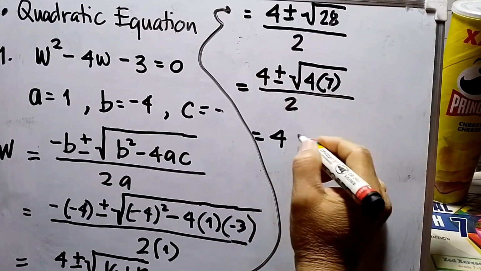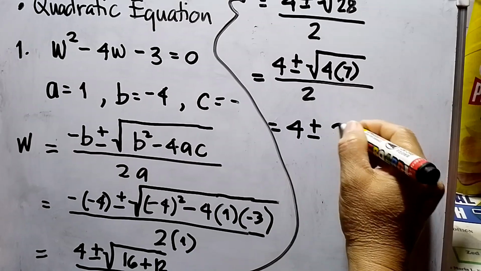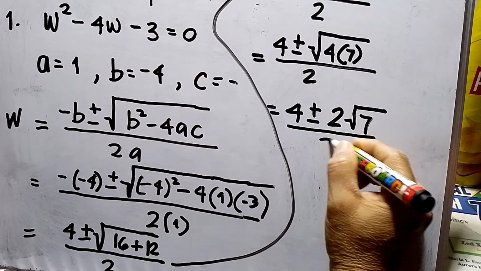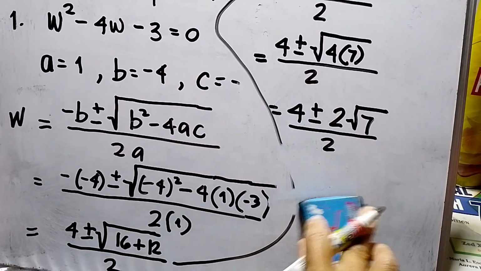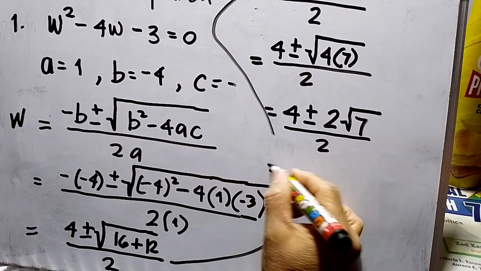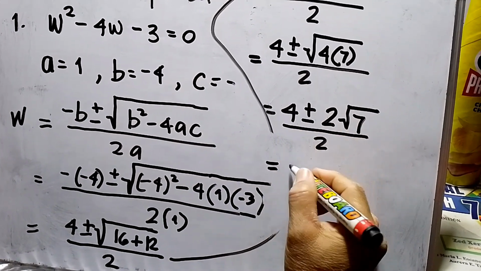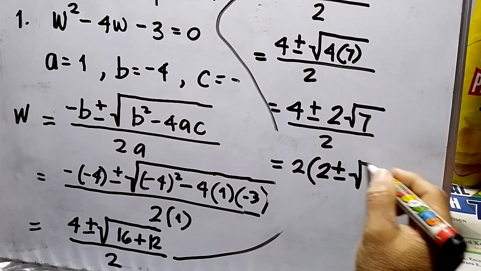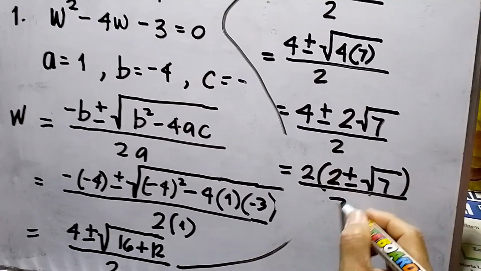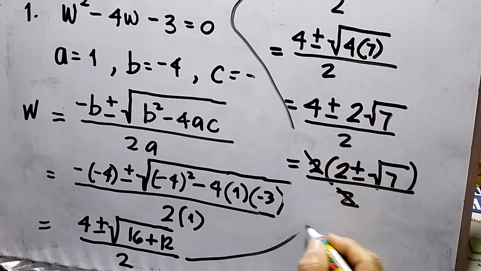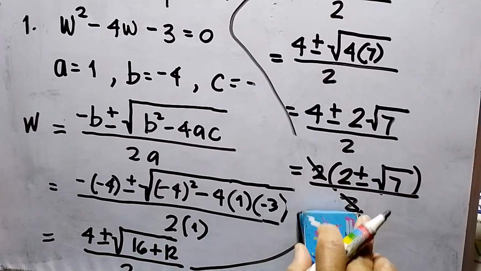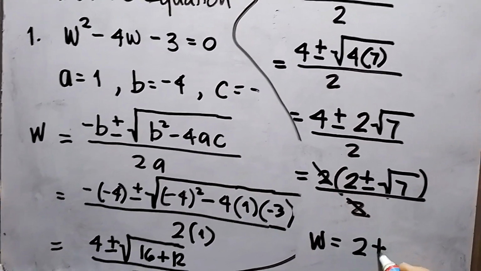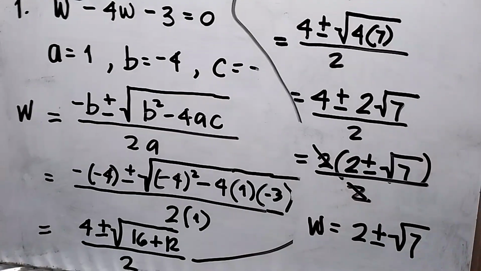So this will be 4 plus and minus square root of 4 is 2. Then I have here square root of 7 all over 2. So factor out. So common is 2. So I have here 2, then 2 plus square root of 7 over 2. Then cross out 2. So w will be equal to 2 plus and minus square root of 7.